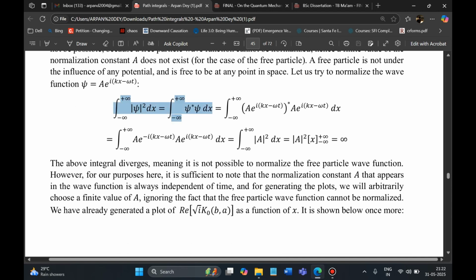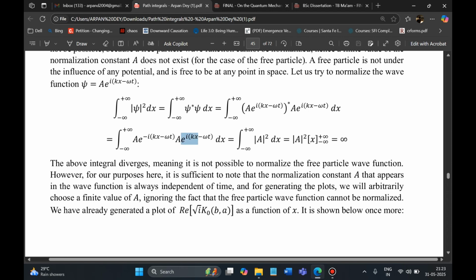See, let's try to normalize. Normalize means the integration from minus infinity to plus infinity of mod chi square dx should be 1. So let's try to evaluate. Mod chi square, since chi is a complex quantity in general, will be chi star chi, where chi star is the complex conjugate of chi. So let's put in the expression for the free particle wave function. Since chi star is a complex conjugate, in place of i we will have negative i. So this will be a e to the negative i kx minus omega t and a e to the i kx minus omega t.